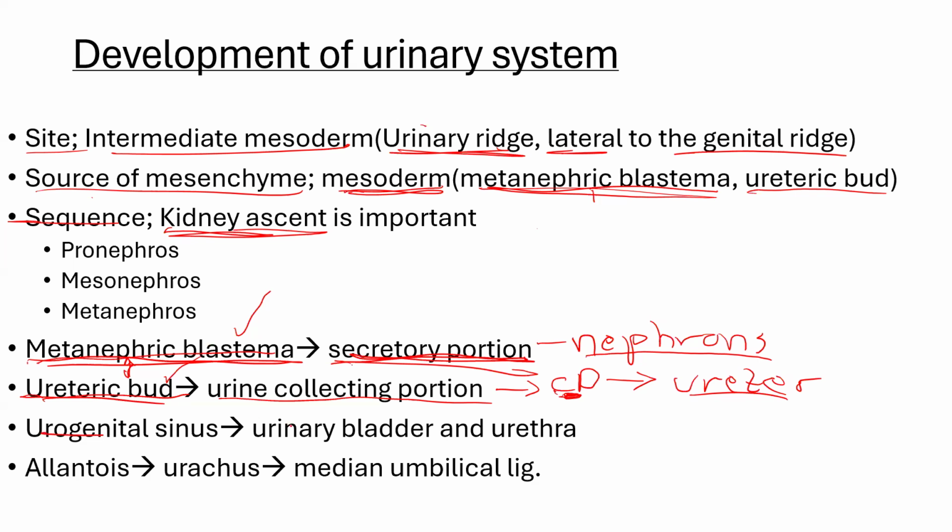The urogenital sinus gives rise to the urinary bladder and urethra. Okay, and remember the urogenital sinus, the allantois is part of it. So only the lower part of the allantois is incorporated into the urinary bladder. The cranial part becomes the urachus, which in adults is represented by the median umbilical ligament. Okay, the median umbilical ligament.